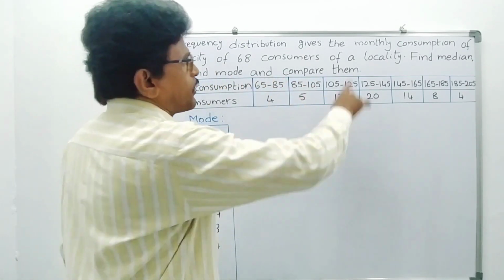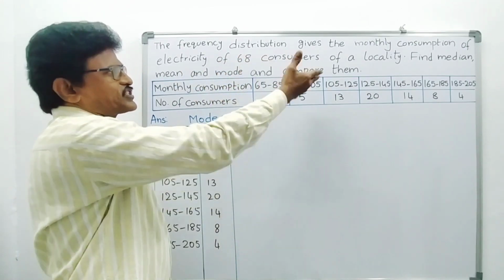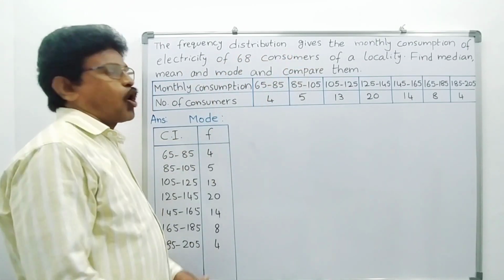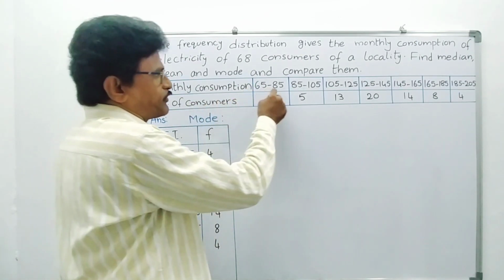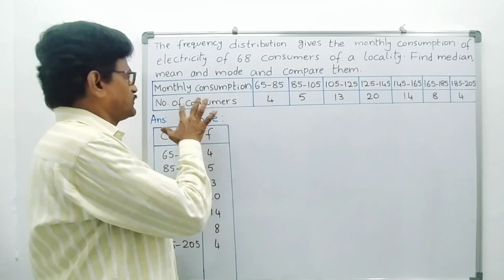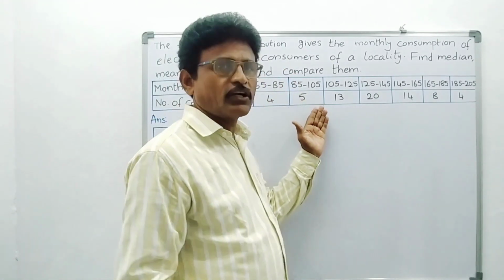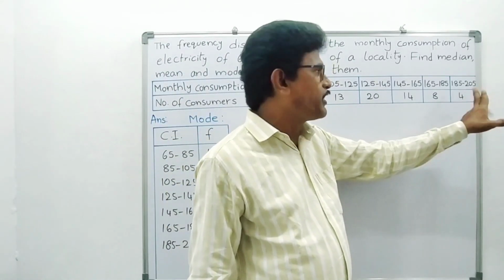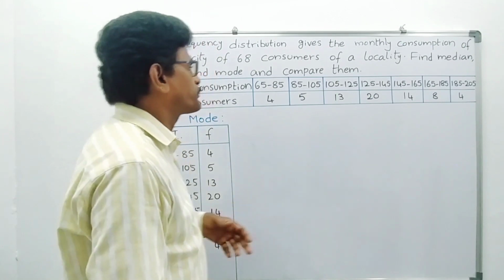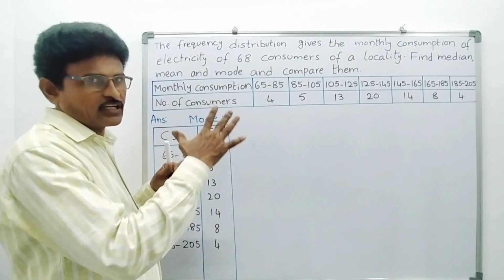So what is this data? It is monthly consumption of electricity bill. So 68 consumers, they are checking how many units they are using. Monthly consumption 65 to 85, number of consumers 4. Now 85 to 105 units, 5 members, like that finally 185 to 205, 4 members are there. Students, this is the given data.